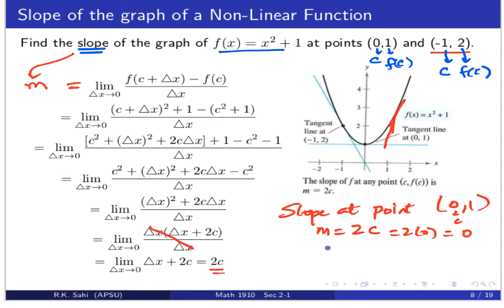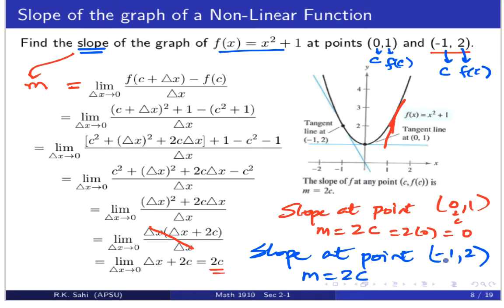Okay, let's look at the slope at the point (-1, 2). Now remember the formula. The slope is given by m equals, according to what we just did, 2c. Remember your c is -1, guys, here. So it is 2 times -1, which is -2. That slope is -2. When the slope is negative, that means the tangent line should go down. And that is exactly what you are looking at from the graphical point of view too.